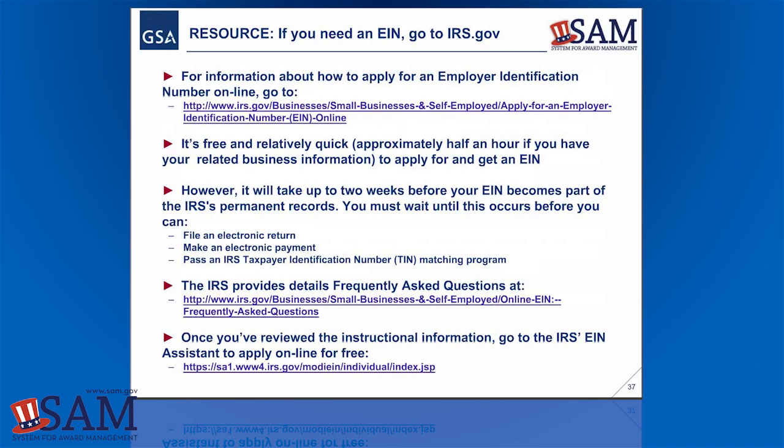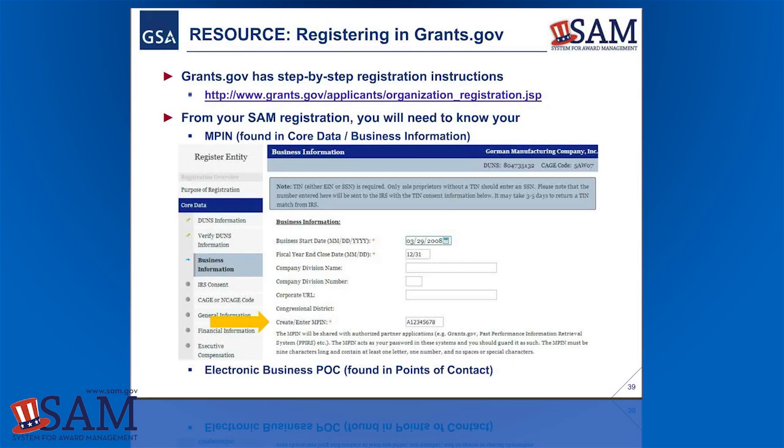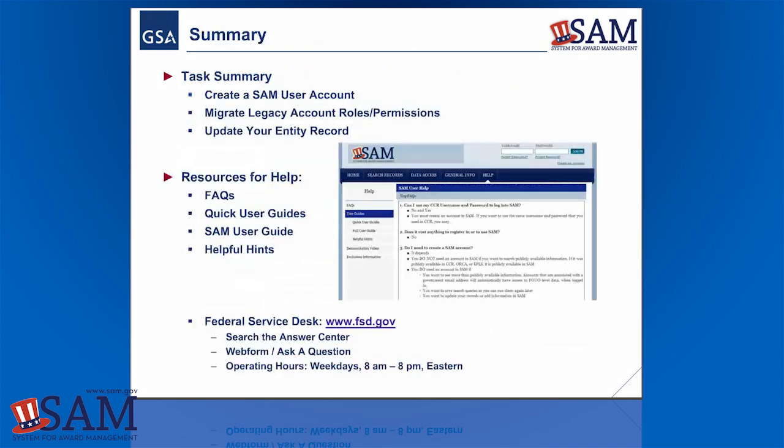This is what I promised about registering with the IRS to get an employer identification number. If for any reason you want to search to see if you have a CAGE code, this is the link where you can go do that. The grants.gov website does have very nice step-by-step instructions for how to register there. I mentioned that the MPIN is important. Once you are complete, it's always in your business information section, your MPIN, that's where you're going to find it. And then your electronic business point of contact is in the points of contact section.